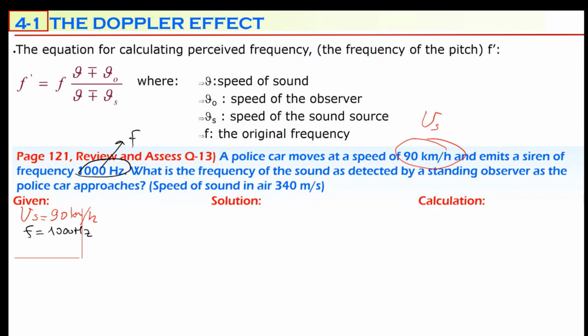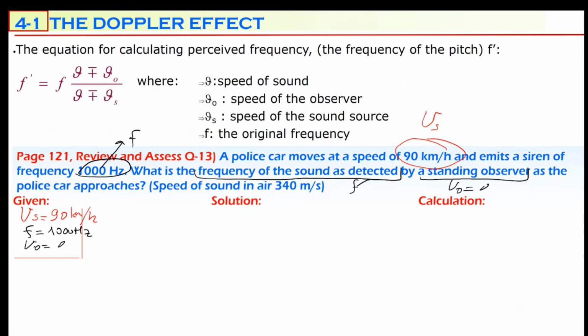What is the frequency of the sound as detected by... This sentence is the definition of the question: F prime. What is F prime? What is the frequency of the sound as detected by a standing observer? Standing observer, so the observer is at rest. So the observer's speed is zero, and we don't need to care about the observer. Zero. Standing.